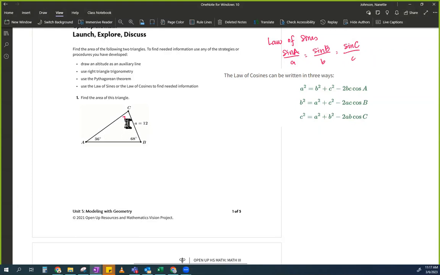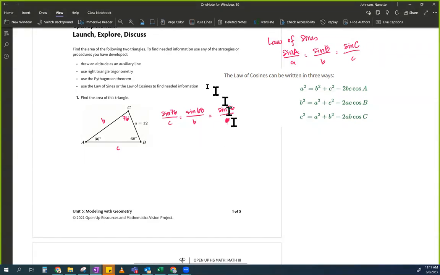Oh, 180 minus these two angles gives me 76. So remember that the sum of the angles of a triangle equals 180. Okay, so what's the problem here? Anybody see my problem? Very good. Miss Johnson, you forgot that A is 12, so rewrite that.